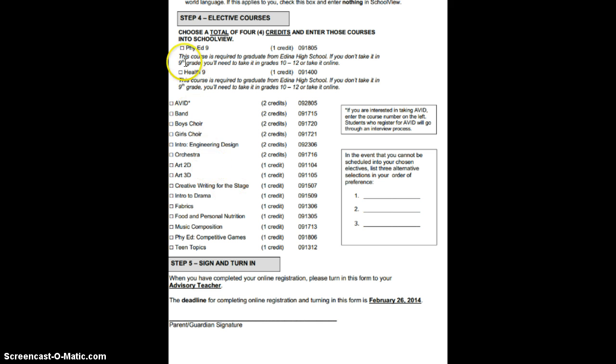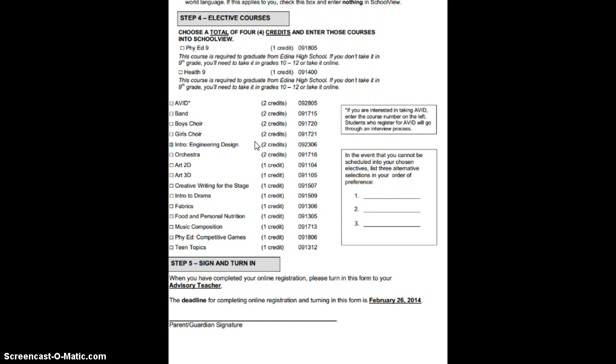If, on the other hand, you choose to take Phi-Ed and Health, that would still be 2, but you're not in a music organization, and you wanted to take art and drama, for instance, that would fill up your 4 credits. Or, if you took Phi-Ed and Health and engineering, which is also worth 2 credits, that would again complete your 4 credits.